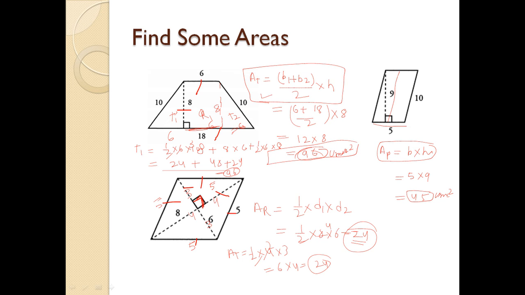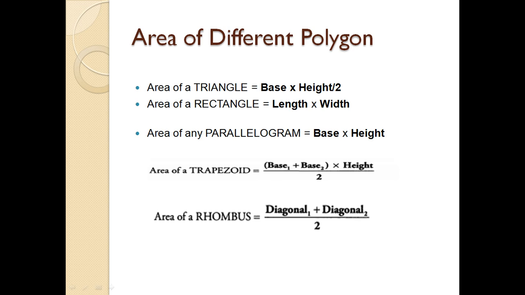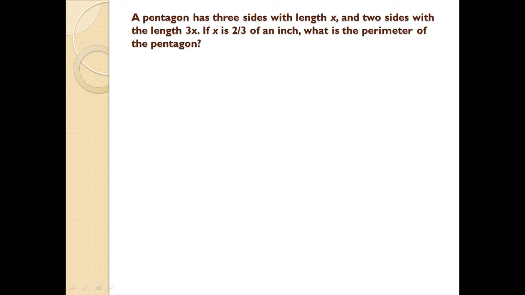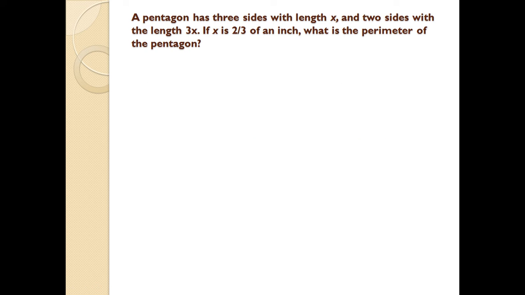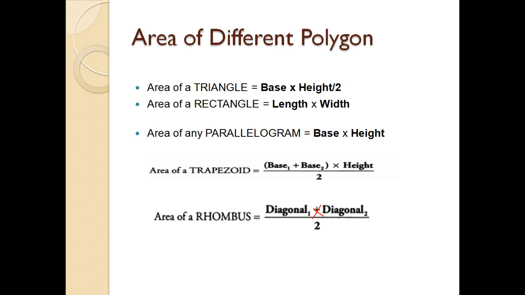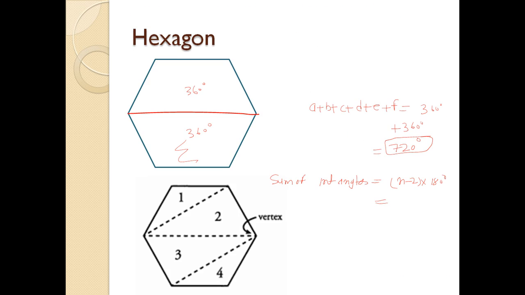Area of a rhombus is, sorry, I wrote this wrongly over here: diagonal 1 multiplied by diagonal 2, and divided by 2. So this is multiplication, not a summation sign. It is 1 by 2 diagonal 1 into diagonal 2. Okay, so this is all about the theory part for today.